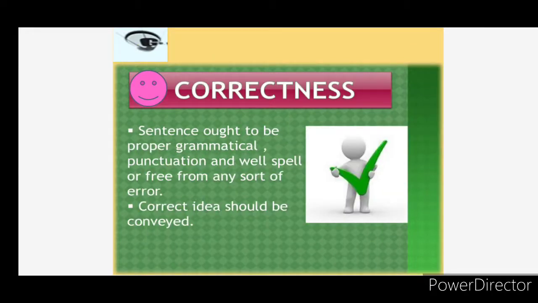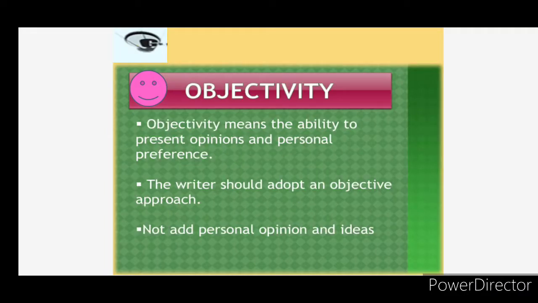Then comes correctness. Sentences ought to be grammatically proper, with correct punctuation and spelling, free from any sort of error. That is very important. And also, the correct idea should be conveyed. The idea that is being conveyed through that Precis writing needs to be correct.